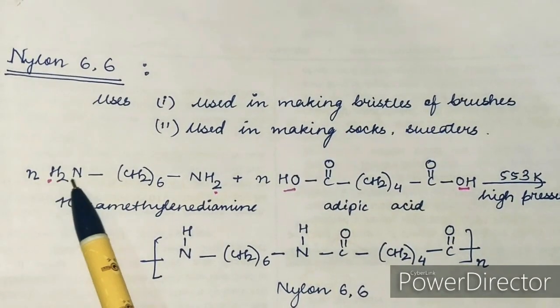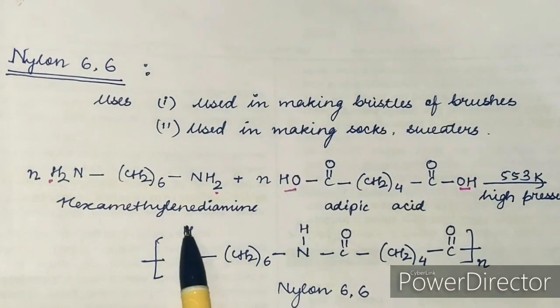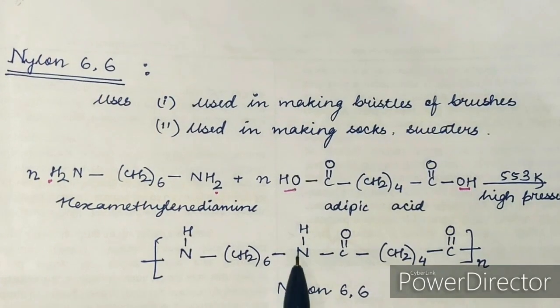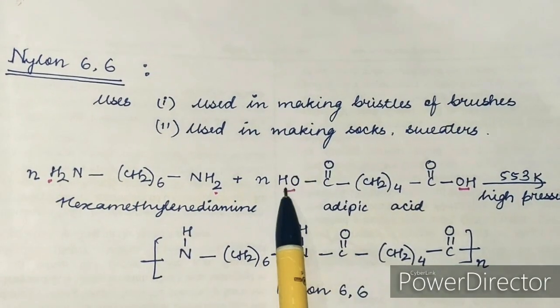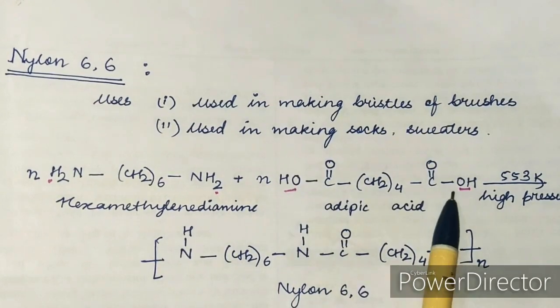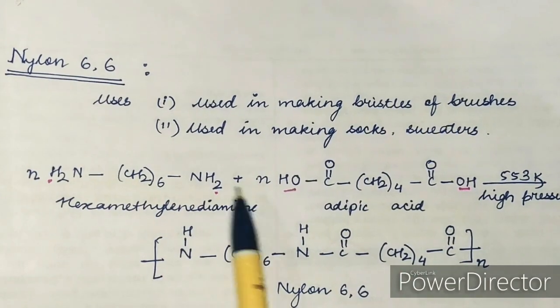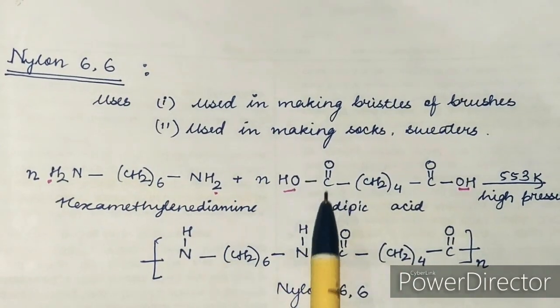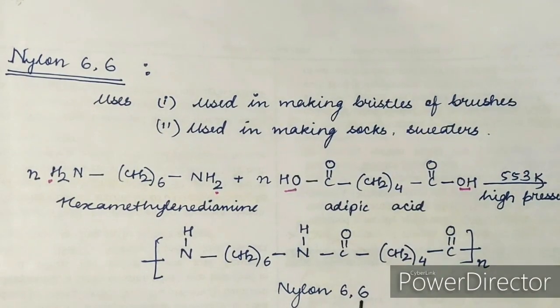From here one hydrogen and from here another hydrogen. So what is left? NH, then CH2 6 and H. So this is the hexamethylene part. From here OH is removed and here also OH is removed. So what is left? C double bond O, CH2 4, C double bond O. Is it clear? And the nitrogen will be linked with the carbon. So this is the chain for nylon 6,6.